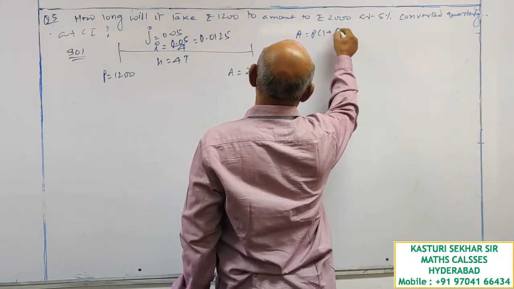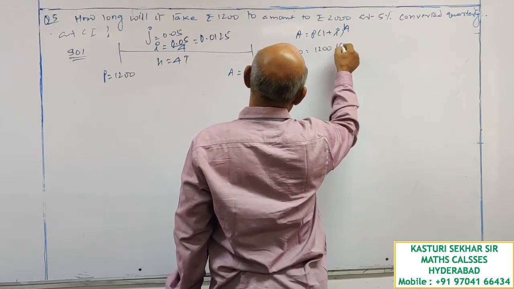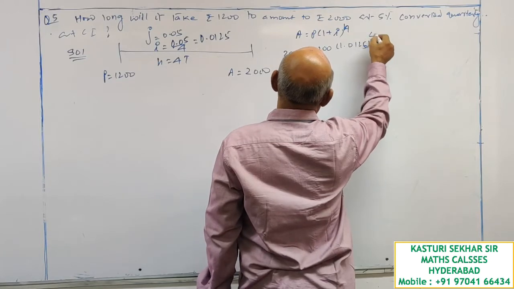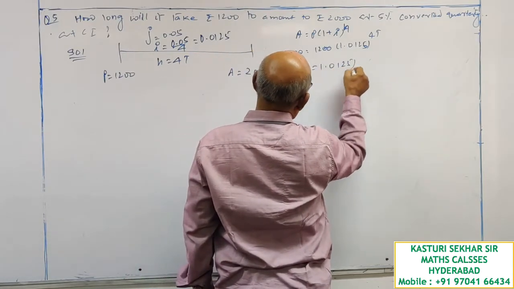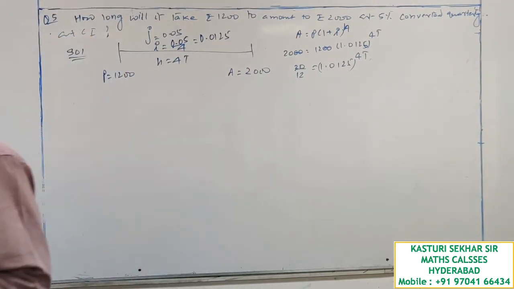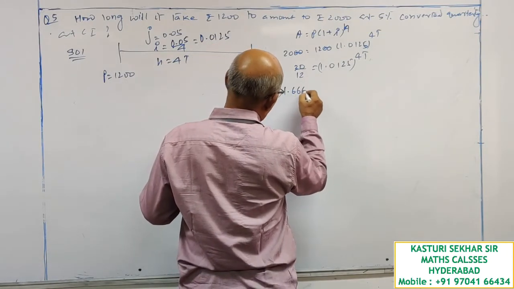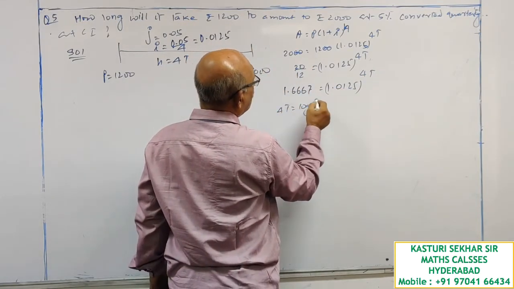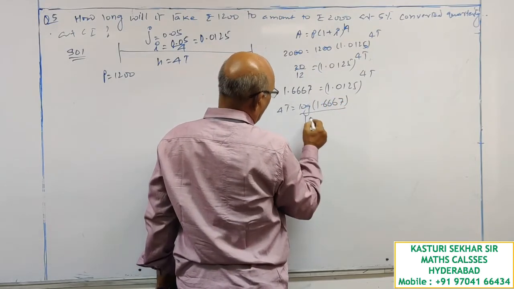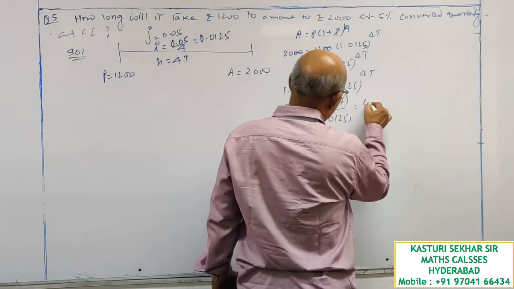Amount is equal to principal into (1 plus i) whole power n. 2000 is equal to 1200 into 1.0125 whole power 40. 20 divided by 12 is 1.6667, so 1.0125 whole power 40 is 1.6667. Taking logs, 40 is equal to log 1.6667 divided by log 1.0125. You know how to get the log values on a calculator?